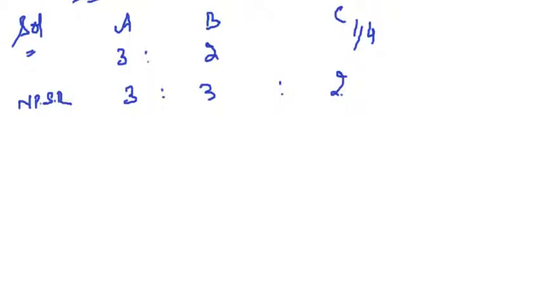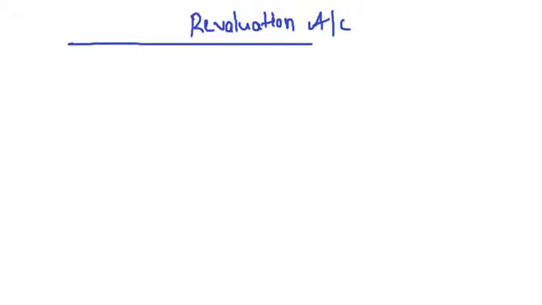Why we need this new profit sharing ratio, you will get to know. Because we have the goodwill treatment. In the goodwill, we will need the sacrificing ratio. For the sacrificing ratio, we need old ratio and new ratio. Let's first of all prepare the revaluation account, because we have some revaluations.